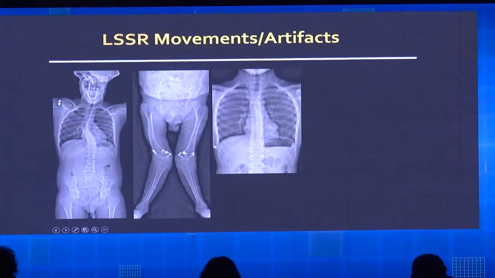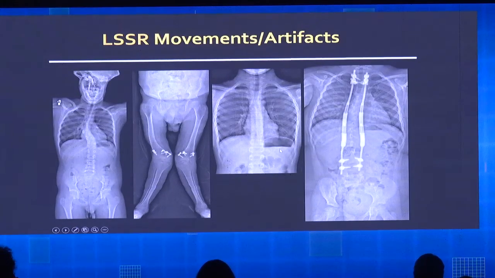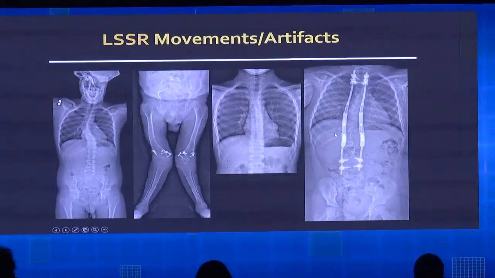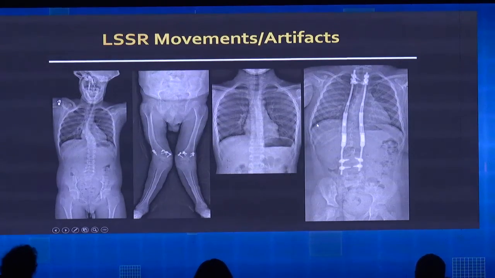Same thing here. This is not a pneumothorax, and this is not a cardiac aneurysm. Finally, these rods are perfectly rectilinear, except that on the X-ray, they are undulating.